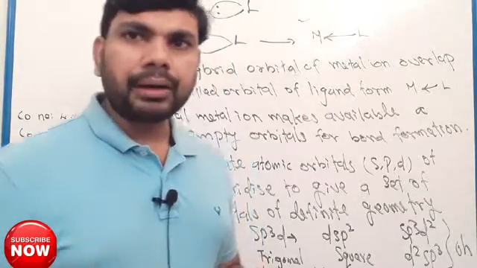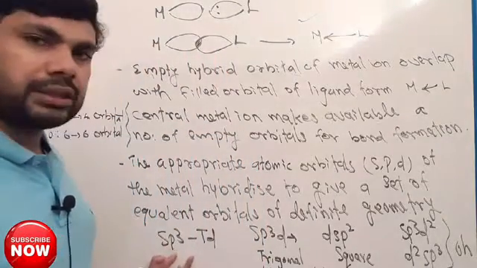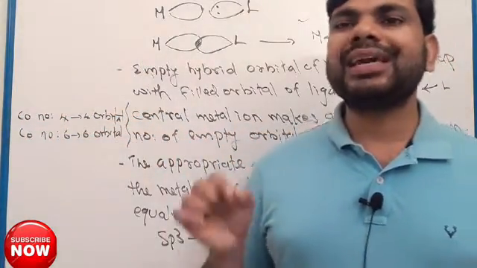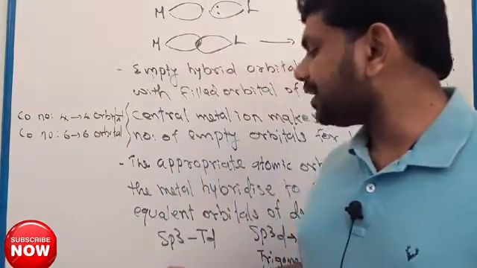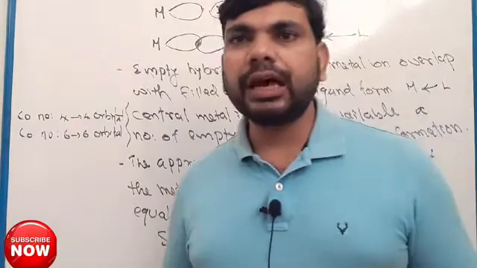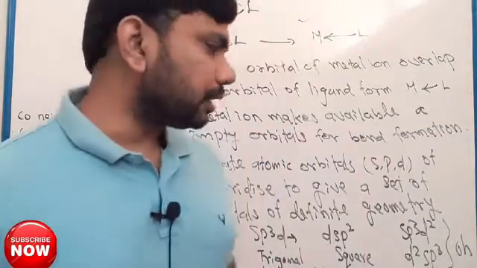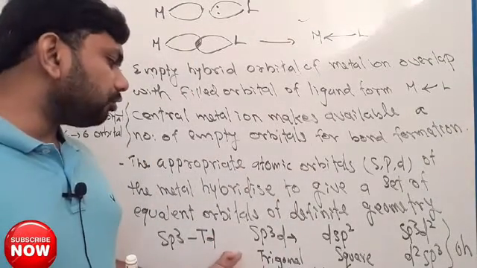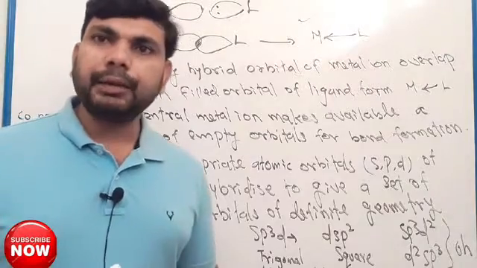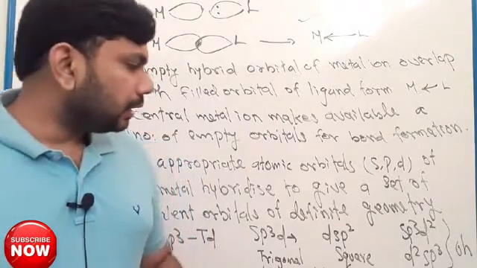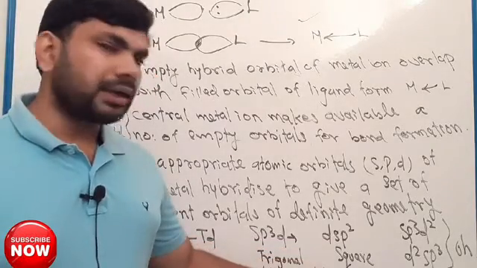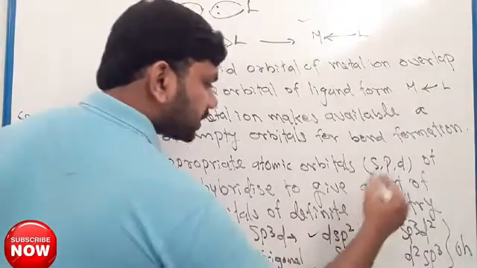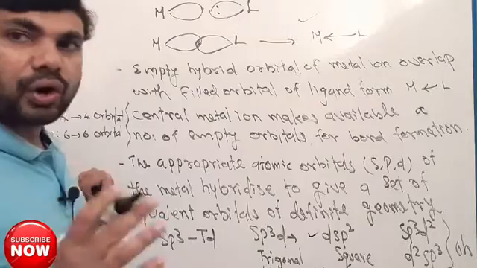Also you have to remember, after hybridization, if you got sp3 hybridization, a coordination compound with sp3 hybridization will have tetrahedral geometry. Similarly, sp3d means trigonal bipyramidal. dsp2 is square planar. Remember here sp3 and dsp2 have 4 orbitals.